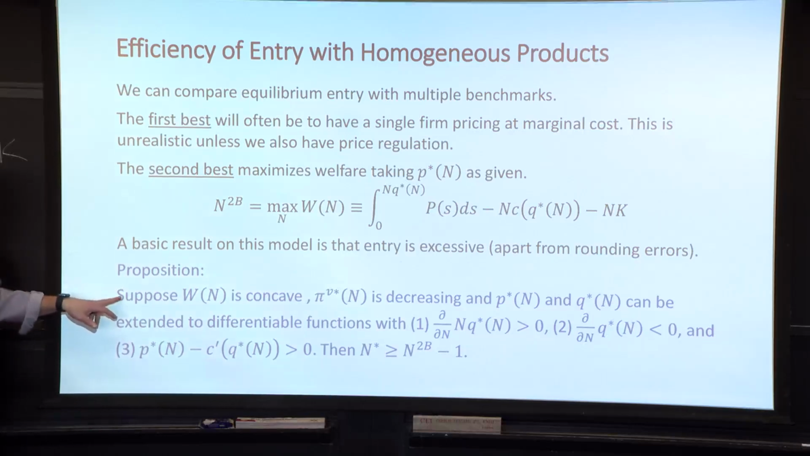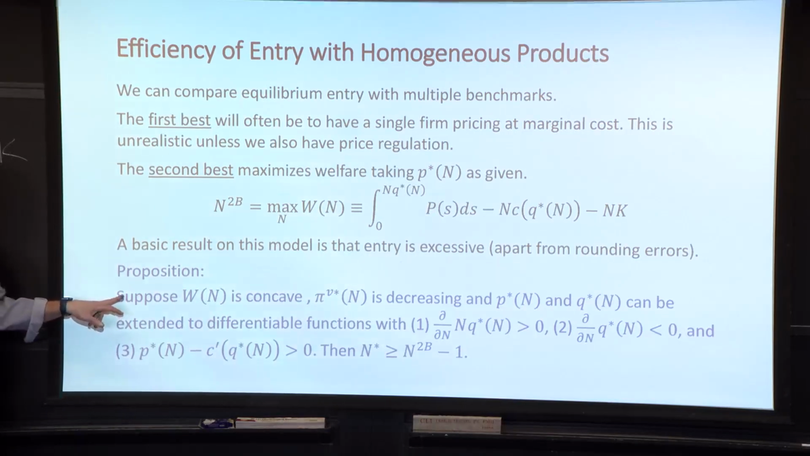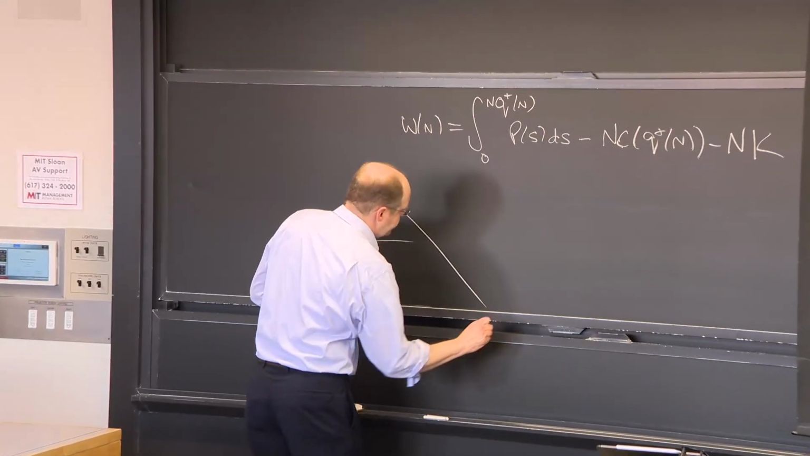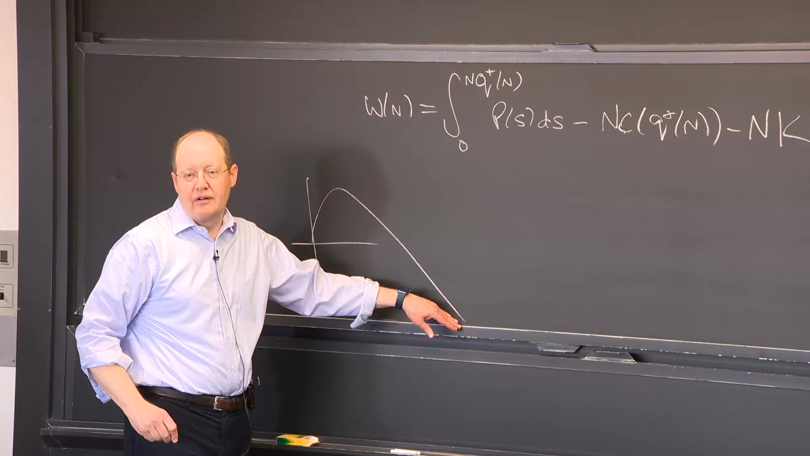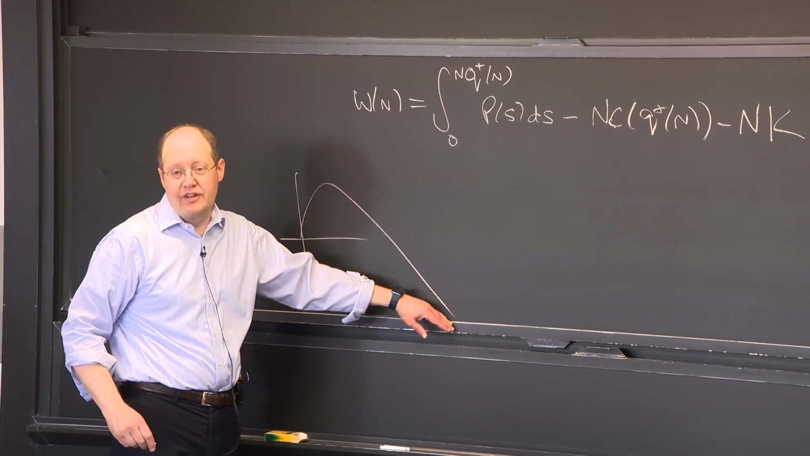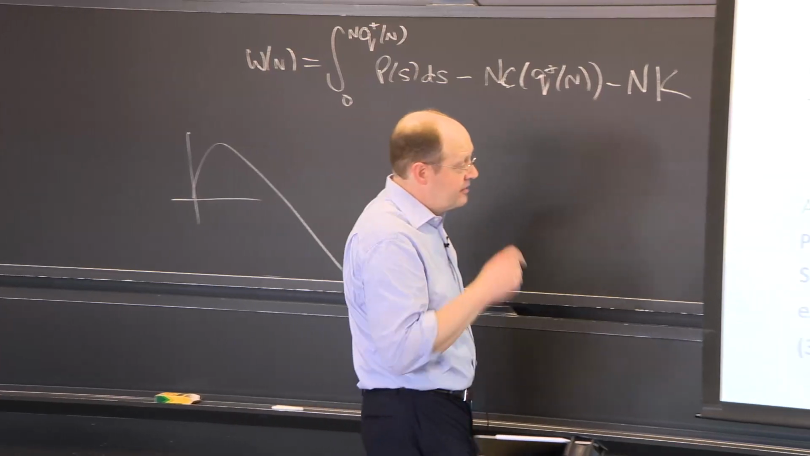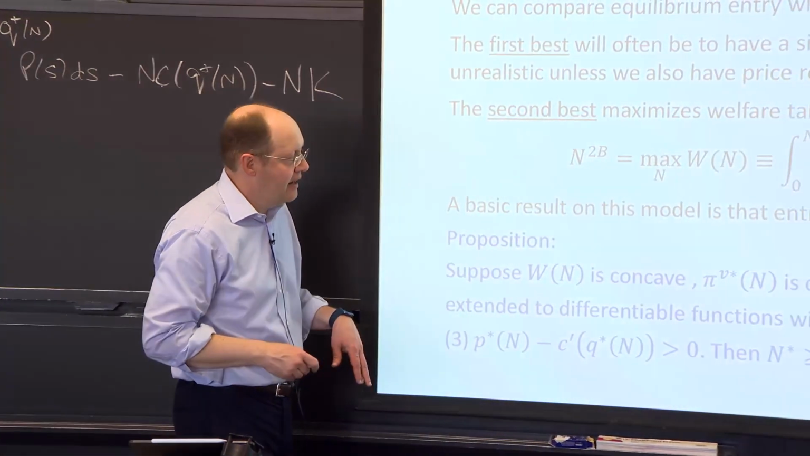Suppose that this welfare function is concave. I know I've talked about how things are often not concave. Welfare functions here would be concave because as you get lots of firms, you just asymptote to a line of slope k. It's inefficient to keep paying these fixed entry costs over and over and over again. So suppose the welfare function is concave.